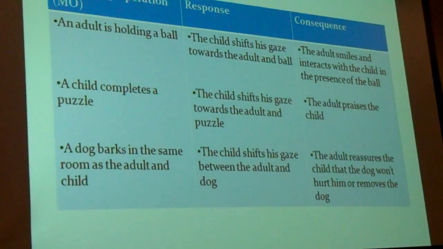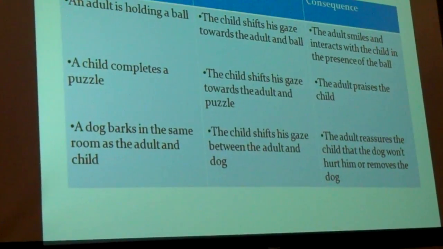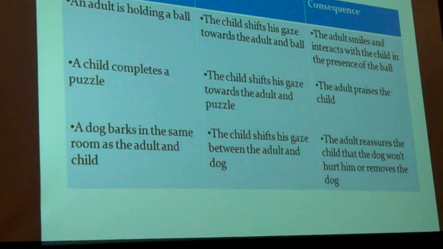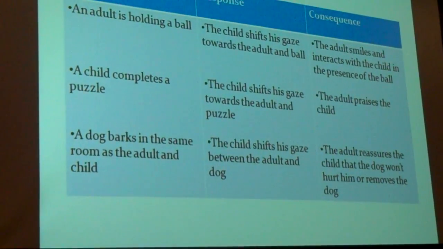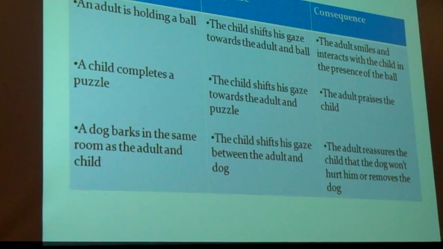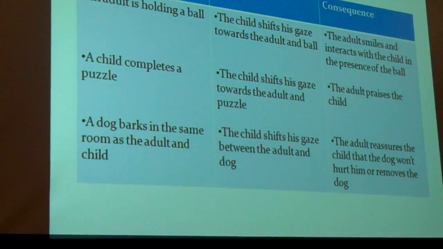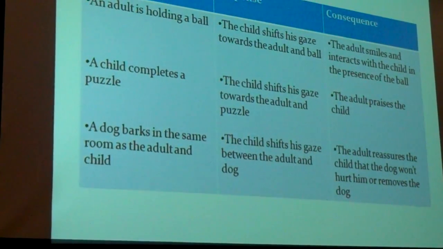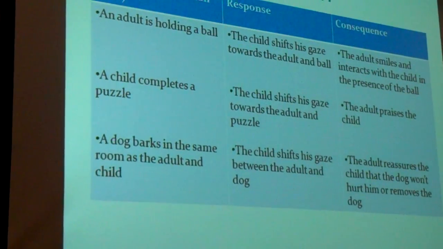Another example would be that a child completes a puzzle. So again, this is going to be more of a social example. So that child completes a puzzle, and they shift their gaze towards the adult, almost to say, hey, look what I just did, look what I finished, and the consequence is the adult praises the child. So they get that social praise because they completed a puzzle, they did something that they're proud of.